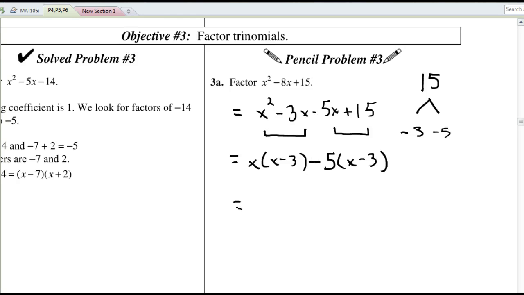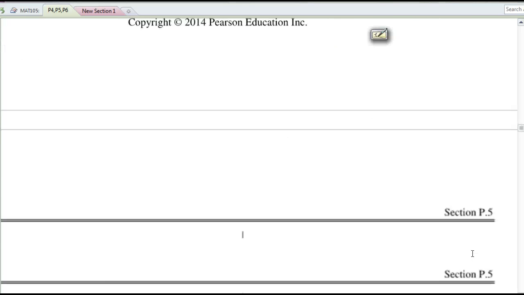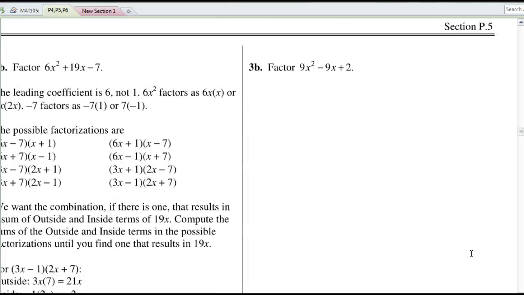And then we factor again. We take out the x minus 3 on the right, and on the left we get x minus 5. And we are all done. Two beautiful linear factors. Makes my day. All right, what's next? Up, another trinomial.